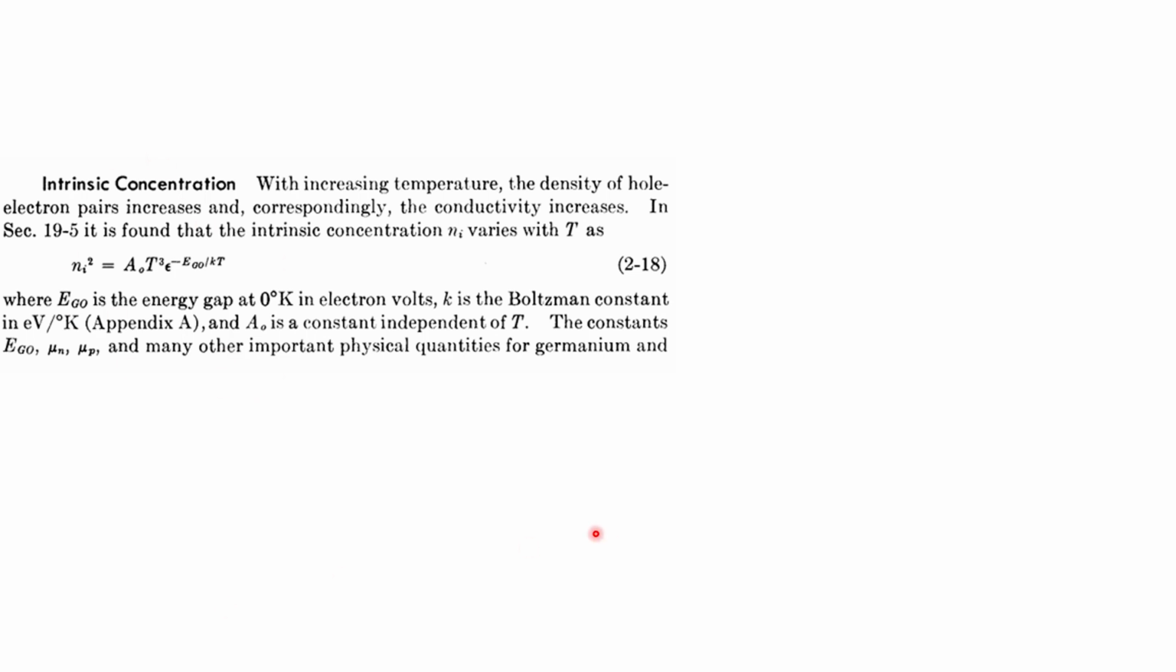So with increasing temperature, the density of electron-hole pairs increases correspondingly, and the conductivity will definitely increase. So you can establish the relation for this doping concentration: ni squared is equal to A0 T to the power 3 times exponential of minus EG0 divided by kT, right? So with this relation we can establish it. Here k is the Boltzmann constant, T is temperature, EG0 is the energy gap at 0 Kelvin, and A0 is a constant independent of T.